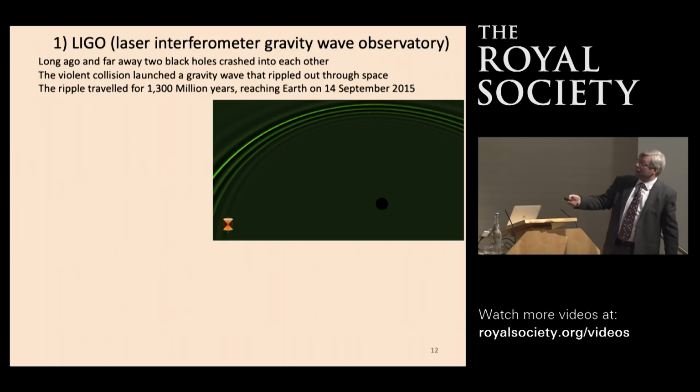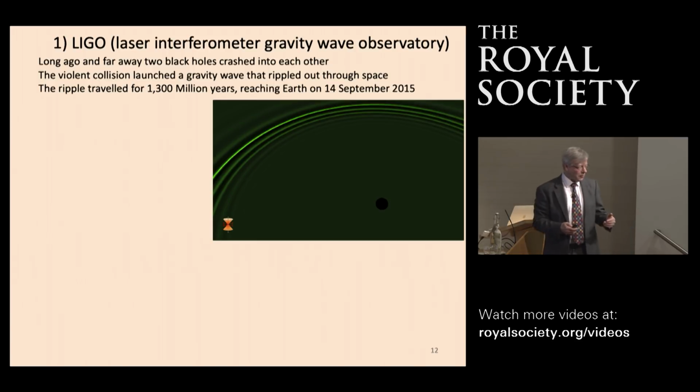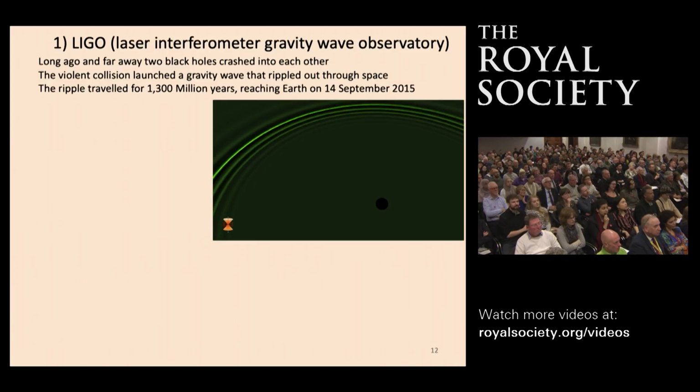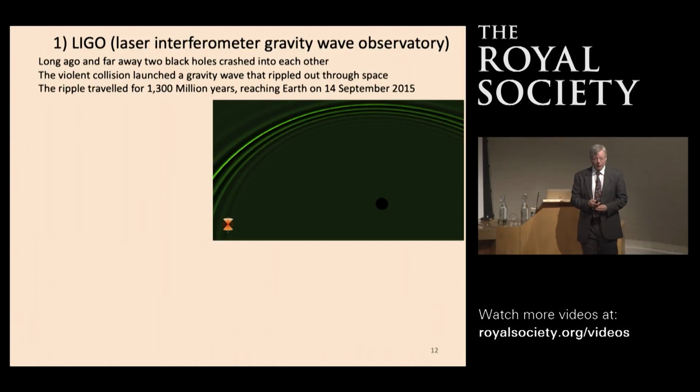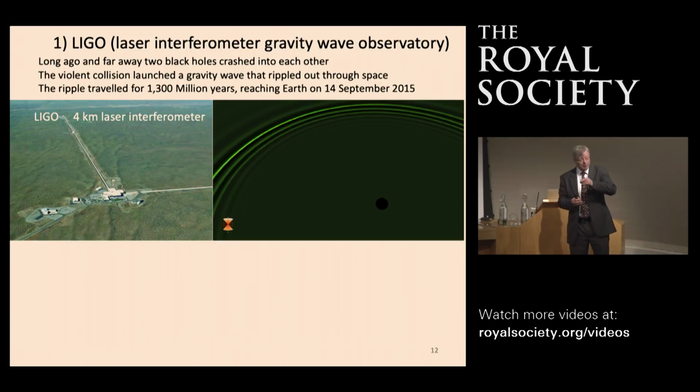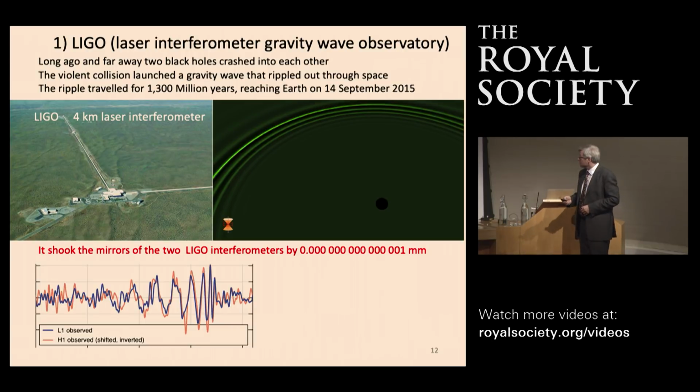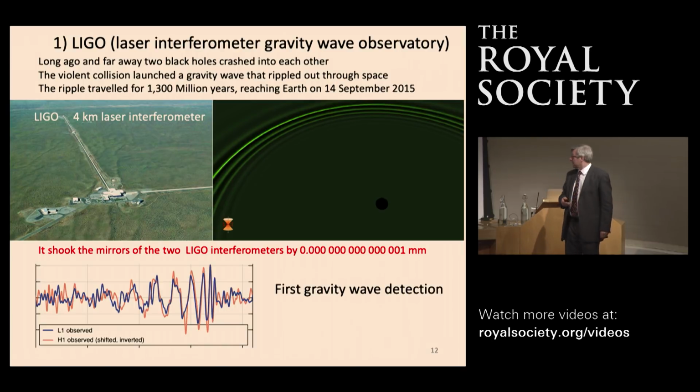And the ripple here traveled for 1,300 million years, and it arrived on Earth on the 14th of September, 2015. And we know that because the ripple passed through the LIGO interferometers. This is one of the two interferometers, and it moved the mirrors a little bit. And here's the astonishing thing. It shook the mirrors of the two LIGO interferometers by 0.000000001 millimeters, which, for the scientifically inclined, is 10 to the minus 18 meters. This is a really sensitive interferometer to be able to see that.